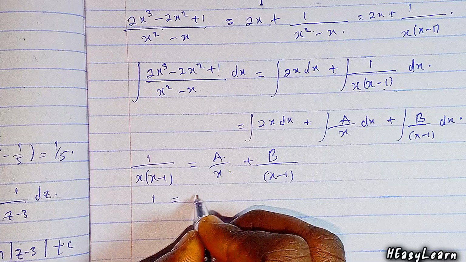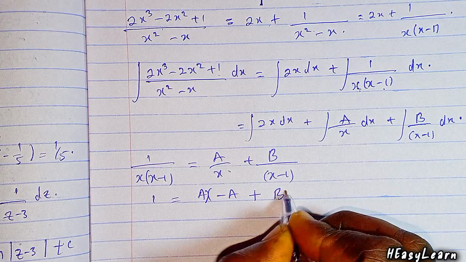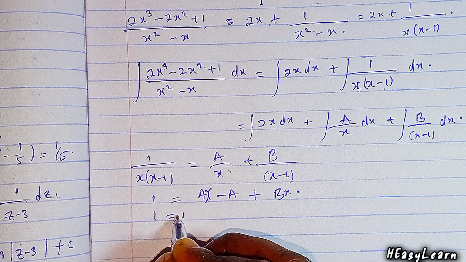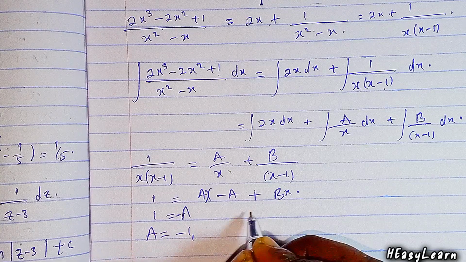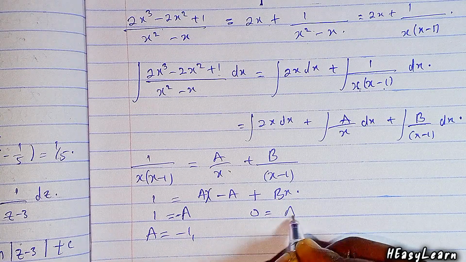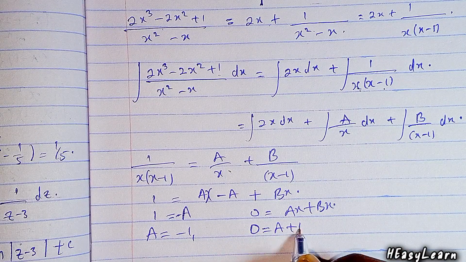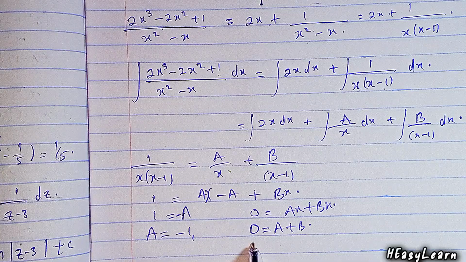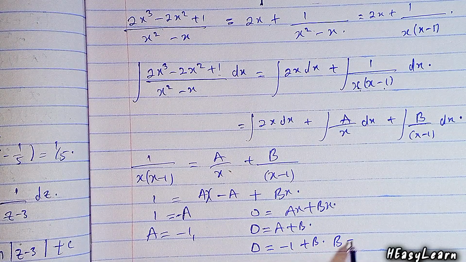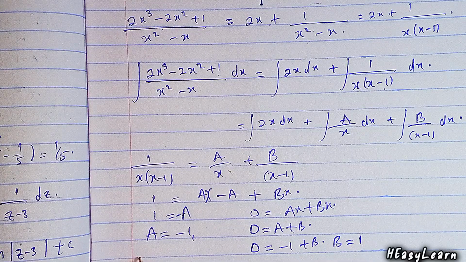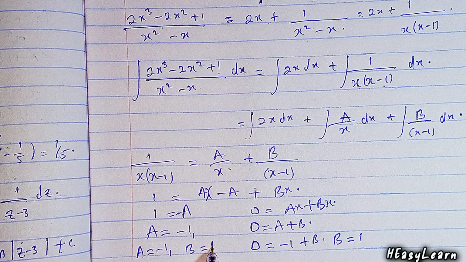This is the same thing as a over x plus b over x minus 1. Clear the fraction: 1 equals ax minus a plus bx. 1 equals minus a. This implies that a is equal to minus 1. Again, 0 equals ax plus bx. x can never be 0. a plus b equals 0. But we have a equal to minus 1, so minus 1 plus b equals 0. This implies that b is equal to 1. So the undetermined coefficients are a equals minus 1 and b equals 1.